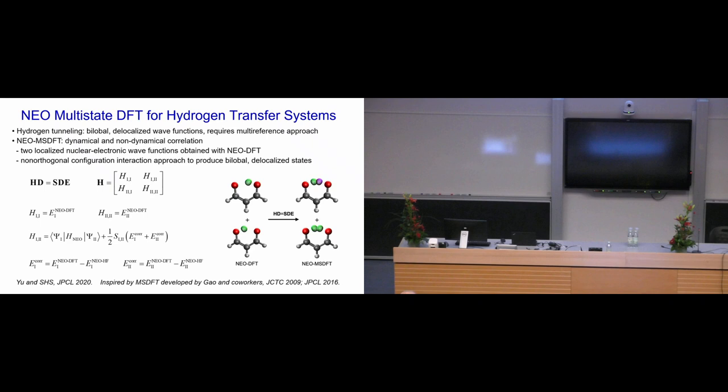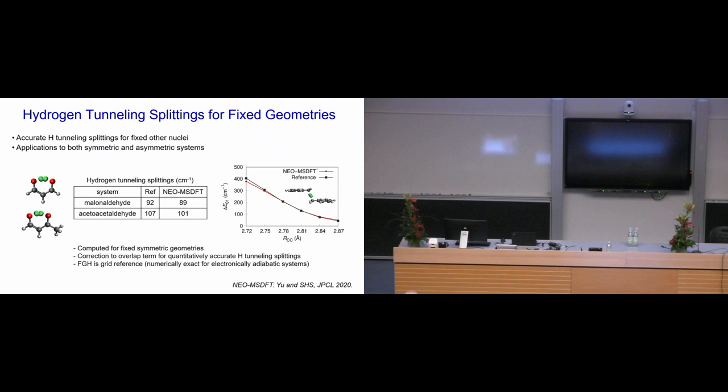I'm not going to go through all the details of the matrix elements. It's very, very similar to what Jiali Gao did, but it's now for a quantized proton. But we can then look at these tunneling splittings, and we did for malonaldehyde and also for an asymmetric version, to be sure it worked. It doesn't only work for symmetric cases. We compared to a grid-based reference, and you can see we're getting within a few wave numbers, within 6 wave numbers. That's really good. At least in my opinion.